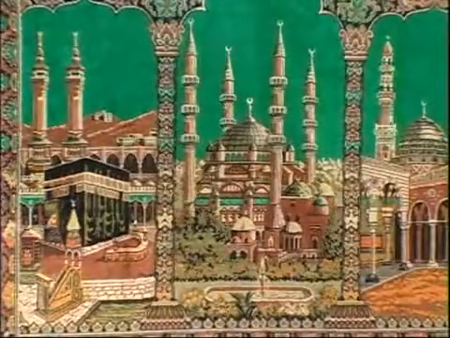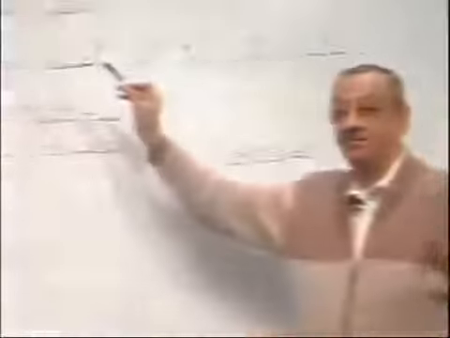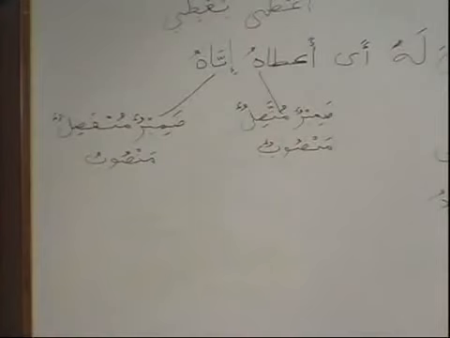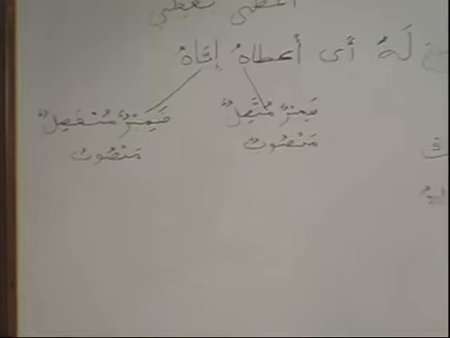There is another mansub form of the damir which is called munfasilun: separate, on its own. This one cannot come on its own. It has to be attached. But that iyahu can come on its own. We will study later in the lessons what the rules are for using damirun munfasilun, mansub. We will be learning them.